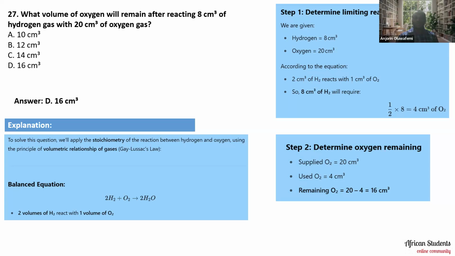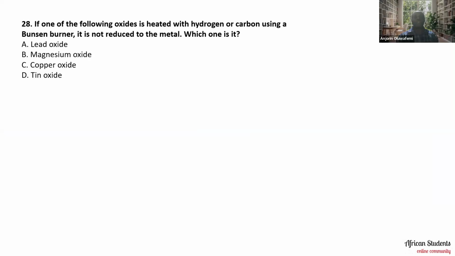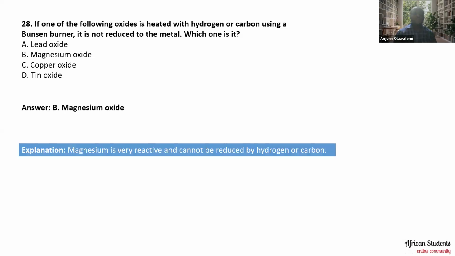Okay, so moving along now to the next question that says that if one of the following oxides is heated with hydrogen or carbon using a Bunsen burner, it is not reduced to the metal. Which one is it? Is it lead oxide, magnesium oxide, copper oxide, or tin oxide? The answer to this one is actually magnesium oxide. Now, magnesium is very reactive and cannot be reduced by hydrogen or carbon, okay?